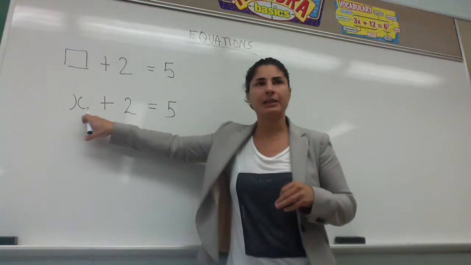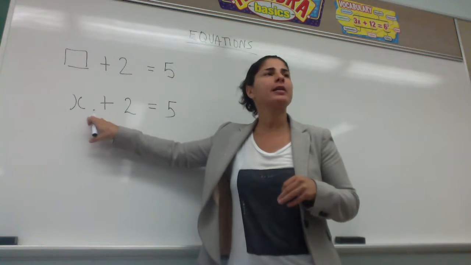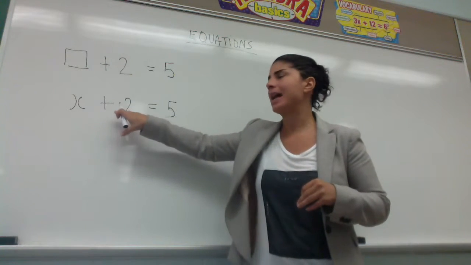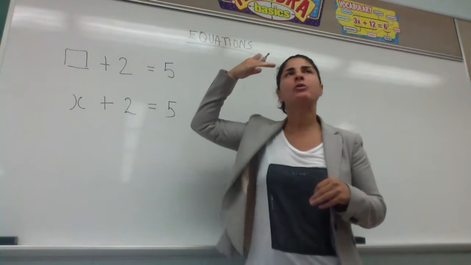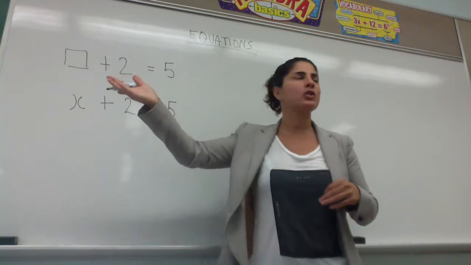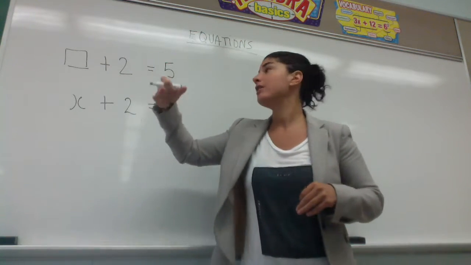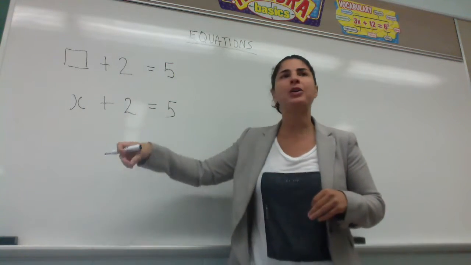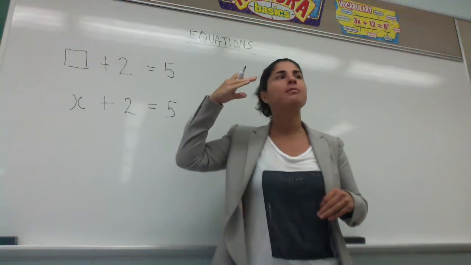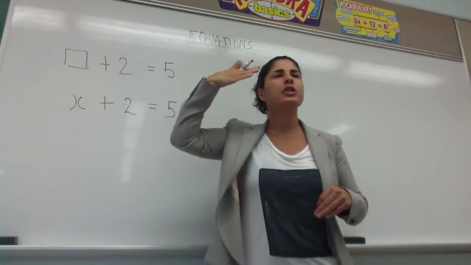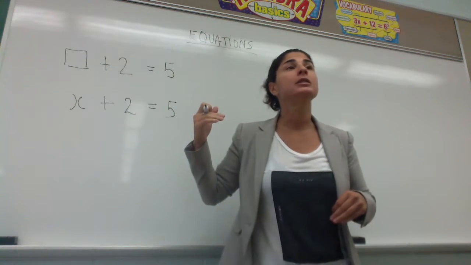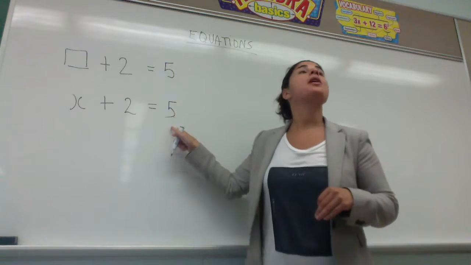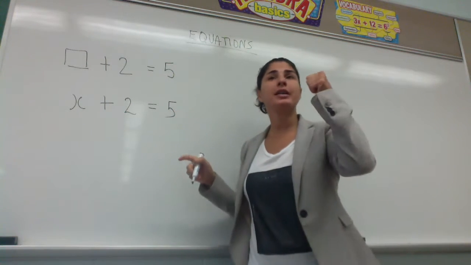What's missing? Well, how do we find this? How could I find the answer 3 without knowing that 3 plus 2 equals 5? How would I know that x has a value of 3 without common sense and knowing our addition? Okay, go ahead. 5 minus 2 is 3.